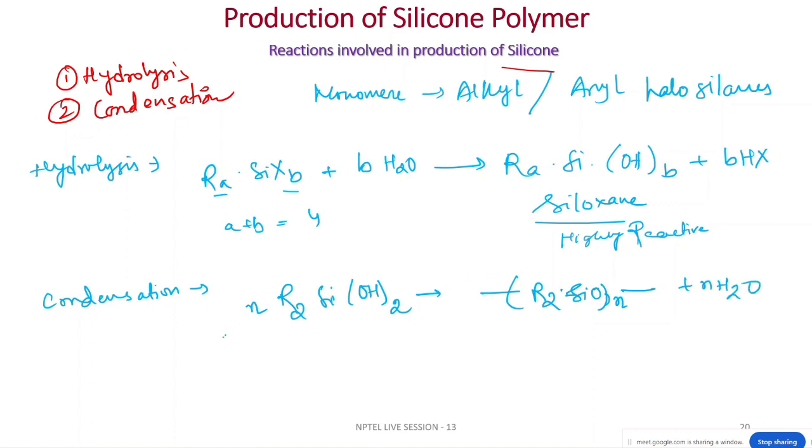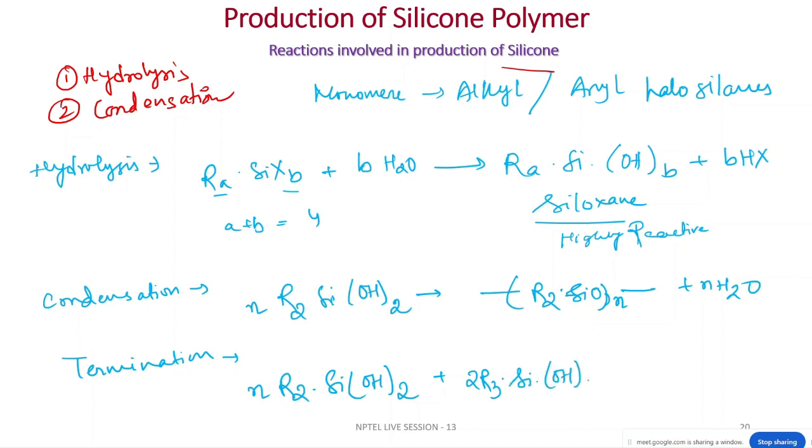This polymerization reaction should be terminated by addition of some monofunctional trialkyl or monofunctional triaryl monomers to terminate the reaction. The formation of this will be terminated.